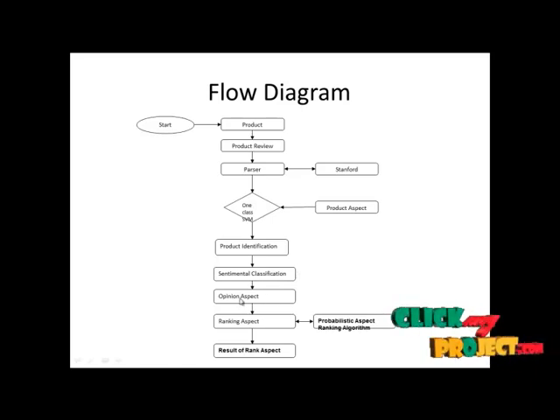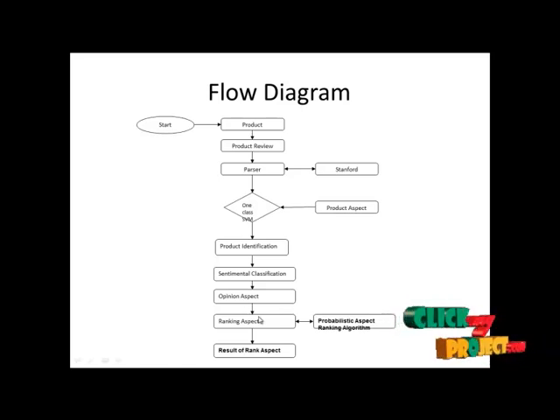Then the opinion expert and the ranking process are included. The opinion expert is the ratio of the sentiment classification. This process is updated for each and every choice of the product and the aspect ratio. For the aspect ranking, we use the probability aspect ranking algorithm to update the ranking. Finally, we get the aspect ranking result.